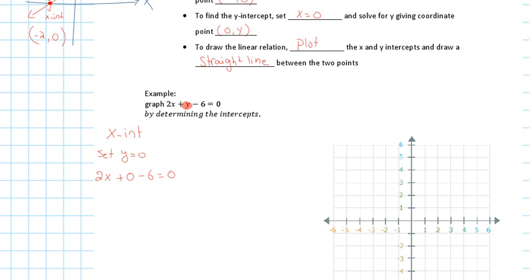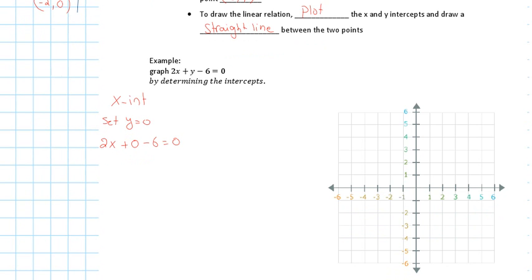Okay, now let's do the math here. So I have 2x plus 0 minus 6. What's 0 minus 6? Negative 6. So I have 2x minus 6 equals 0. Okay. I want to isolate for x. What's the first thing I have to do? Bring the negative 6 over. So 2x equals 6.